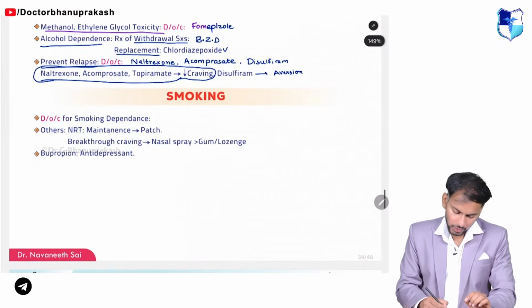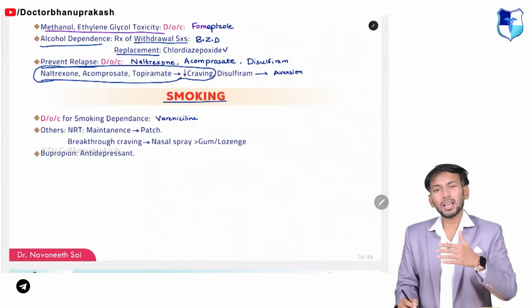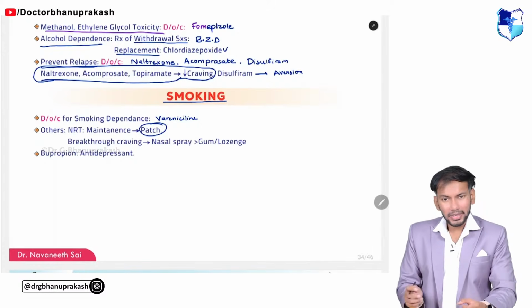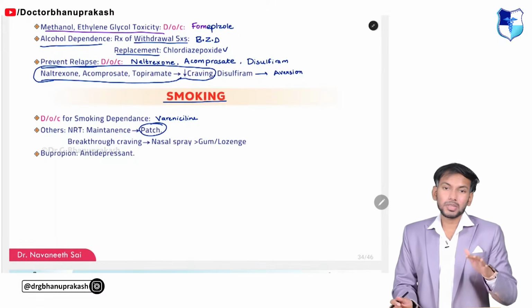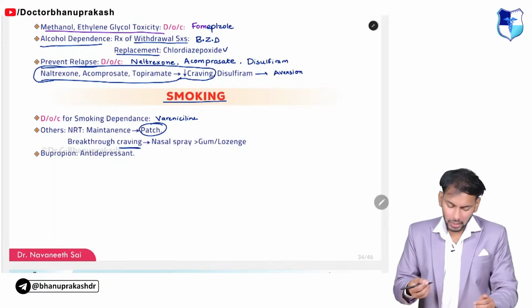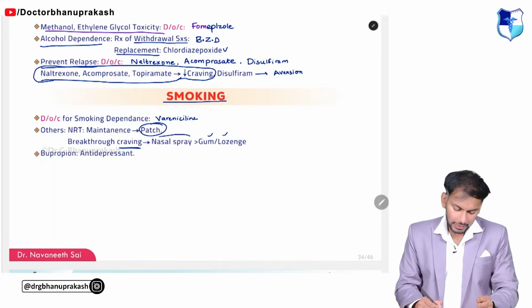Now, coming to the smoking, what is the drug of choice for smoking dependence? It is varenicline. Yes, what are the other methods of treatment? You can give nicotine patch for maintenance. But let us suppose in between the patch, he is having craving. What will you do? You can ask him to take a nicotine gum or lozenge, but better would be nasal spray.